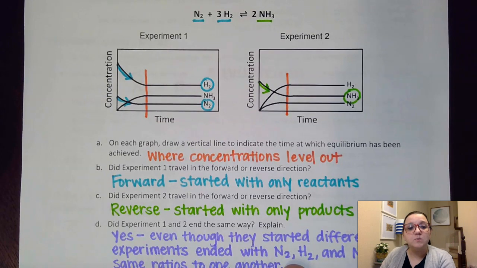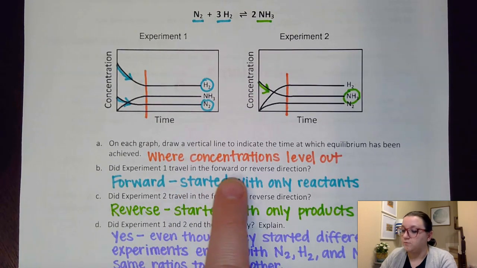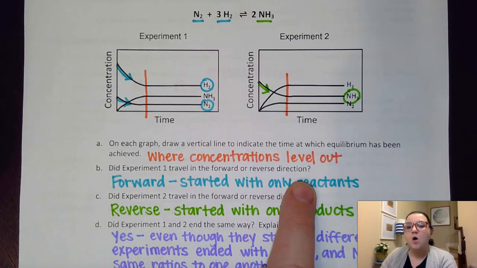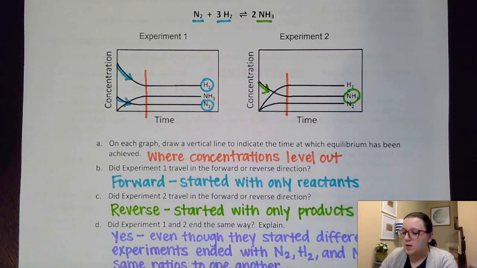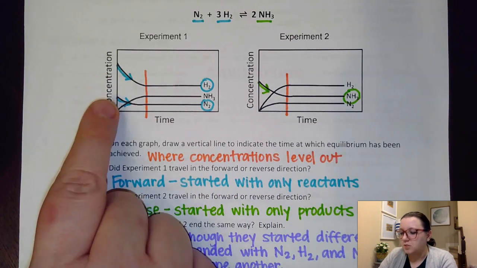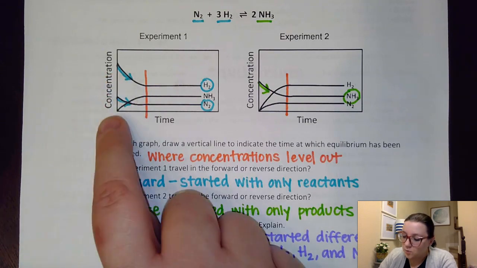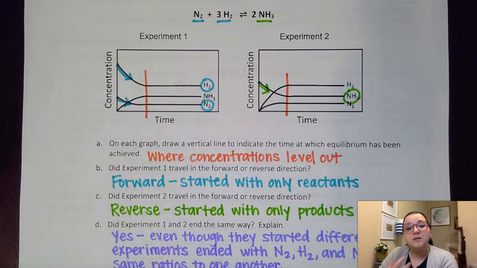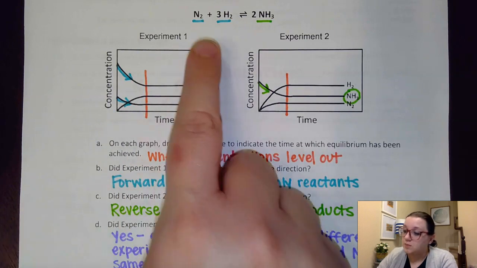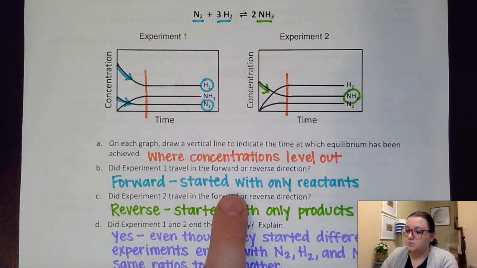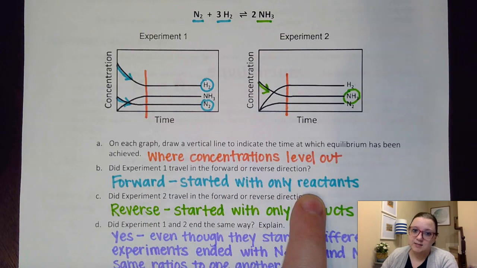Now it says for experiment 1, did it travel in the forward or reverse direction? Well, as we mentioned just a moment ago, experiment 1 started off with lots of reactant side that went down, and then our product went up. So what we must have been doing here is moving in the forward direction, because we started with only reactants.